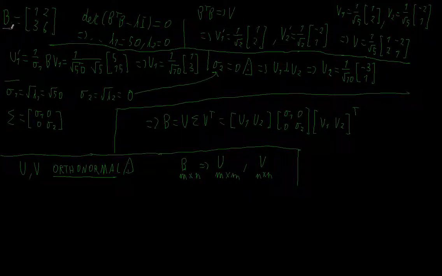I have the matrix B, 1, 2, 3, 6. I want to take the singular value decomposition of it. So U sigma V transpose, where U and V are orthonormal, and sigma contains the singular values.